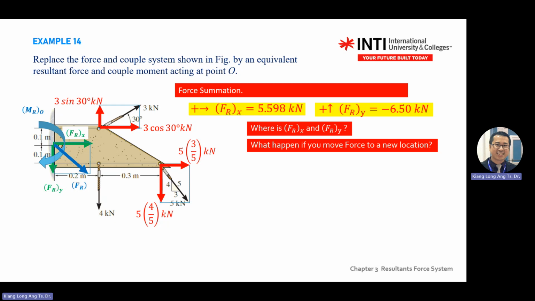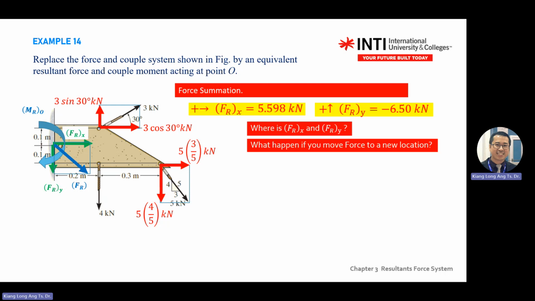This one, 5 bracket 3 over 5 kilonewton, multiply by what distance? 0.1, and this one is anti-clockwise positive. Here also 5 bracket 4 over 5. This one is clockwise, negative value, multiply by 0.5 meter. This one rotates like this, so the distance will be 0.5. 0.2 plus 0.3 you get 0.5.